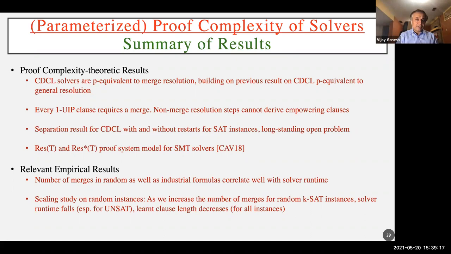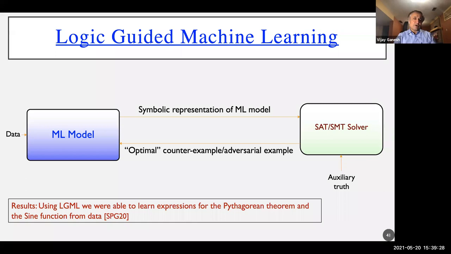So a combination of these parameters is what I believe will eventually help us prove the parameterized upper and lower bound. The final contribution I want to talk about here is how we can use logic to guide machine learning. I'm going to give you a very simple example here, but this is a very powerful idea with long-term consequences. So here is the idea.